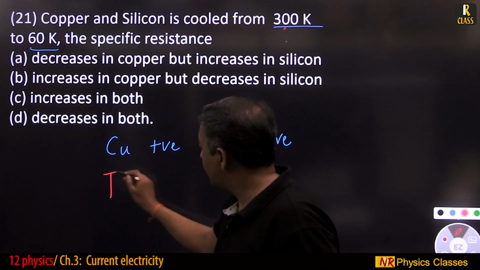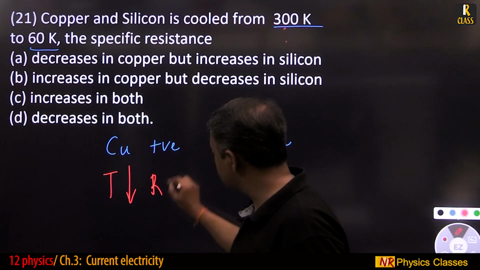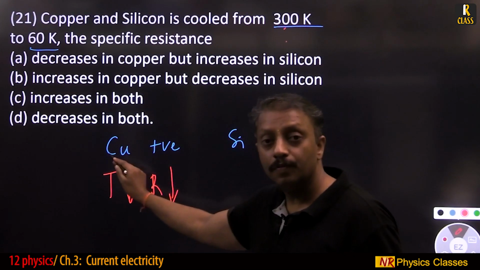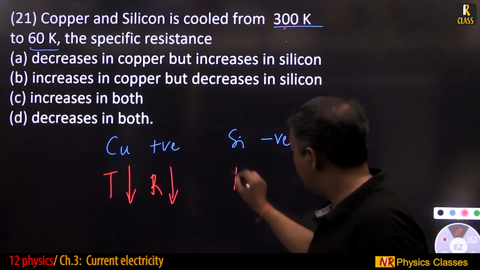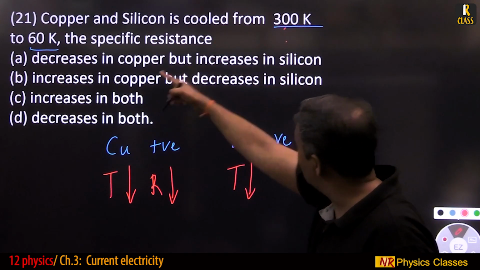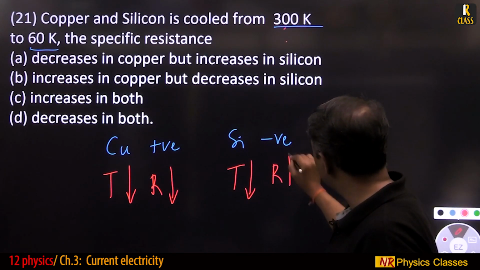Cooled. As temperature decreases, resistance decreases, in the case of copper. In the case of silicon, negative: as temperature decreases, cooled, resistance increases.